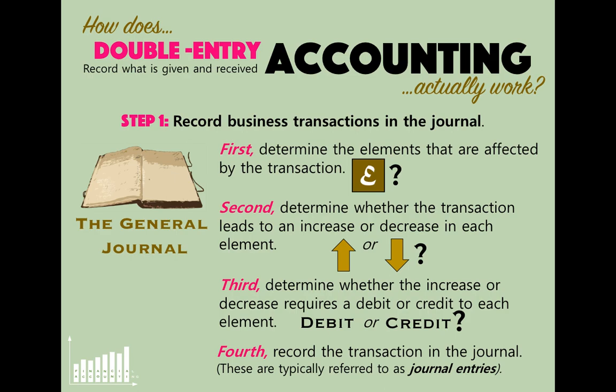How does double entry accounting actually work? Again, there's a 2-step process. The first step is to record business transactions in the journal. You first have to determine what elements are affected. Did they go up or down? And then do I debit or credit that account, that element? Fourth, we record the transactions in the journal. Again, we call these journal entries.